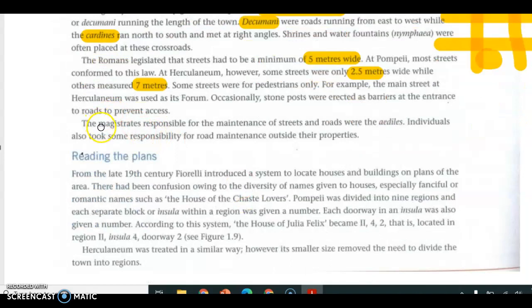When we learn about government, we'll learn that the political figures, the duumvir and the aediles, are responsible for maintaining streets. It's one of their roles. But don't worry too much about that yet, because we'll talk a bit more about it when we do political life.